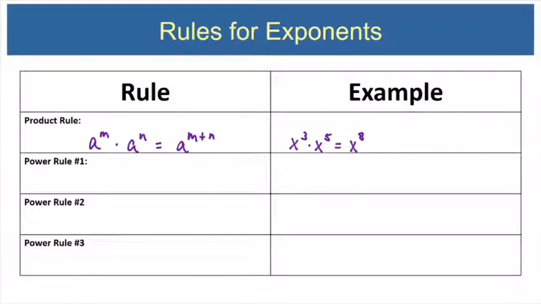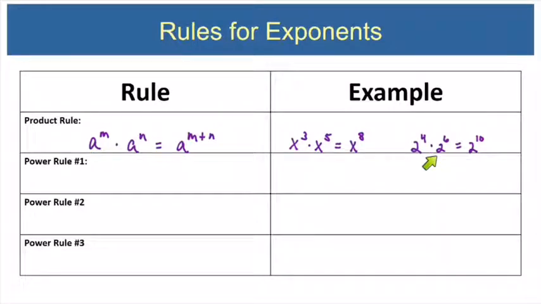And let's see another one with maybe numbers instead of variables. So here we have 2 to the 4th times 2 to the 6th. So notice that the rule says that if the bases are the same, then you add the exponents, but you keep the base the same. So 2 to the 4th times 2 to the 6th, if we want to multiply here, we'll keep the base the same, but we'll add the exponents. So 4 plus 6 is 10. And then notice that the base stays the same.